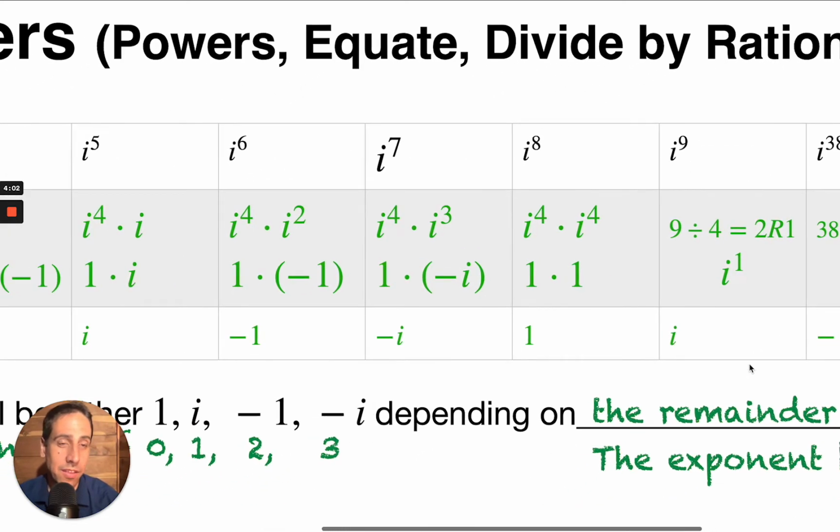i to the ninth. Well, we're starting to notice a pattern here. Every time you have an i to anything higher than i to the fourth, you just remove the 4 i's, and they're all going to equal 1.